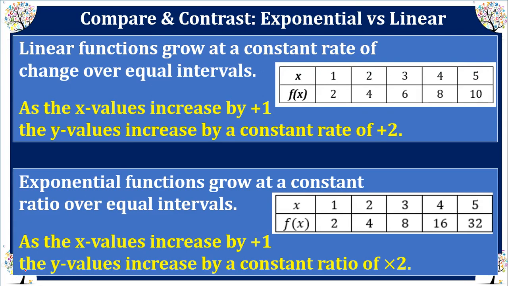Let's compare and contrast exponential to linear functions. We know that a linear function has a constant rate of change, and in this example, from 2 to 4 is plus 2, from 4 to 6 is plus 2, 6 to 8 is plus 2, and 8 to 10 is plus 2. And our x values are increasing by 1. So this has a constant rate of change, and we use the variable m to represent that slope value, which is going to be 2.